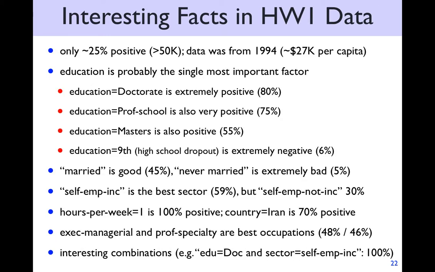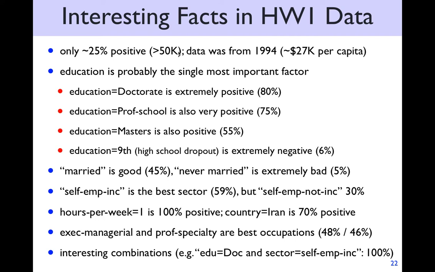Okay, now some interesting facts in homework 1 data. So first thing you notice is that most people are negative. Most people earn less than 50K a year. This was because the data was pretty old, like more than 20 years old. And at that time, 1994, the average per capita income in the United States was about $27,000.